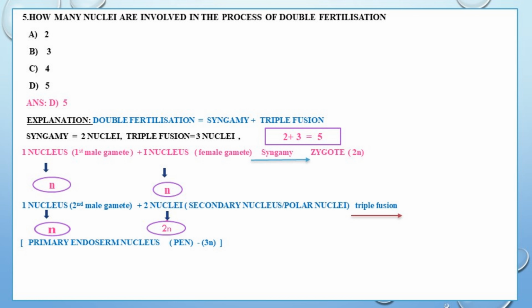is fusing the secondary nucleus or polar nuclei. So there the secondary nucleus or polar nuclei, they are in 2n condition, two nuclei are there, and then the second male gamete is having one nucleus. So altogether you will get 5 nuclei, 2 from the syngamy and 3 involved in the triple fusion. So total number of nuclei are 5. So answer is D.